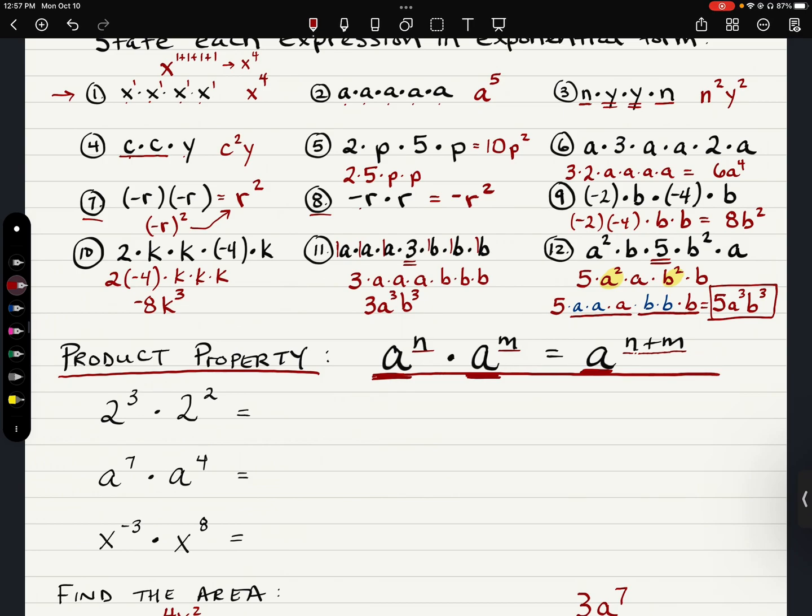So let's look at some examples. 2 to the third times 2 squared. If I was going to expand it, this would be like saying 2 times 2 times 2 times 2 times 2. But how many times are we really multiplying 2? That would be 5 times. So this is the same thing as saying it's 2 to the power of 3 plus 2, which is 2 to the fifth power. Now you could also take this a little bit further. 2 to the fifth power is like 2 times itself 5 times, which gives you 32.